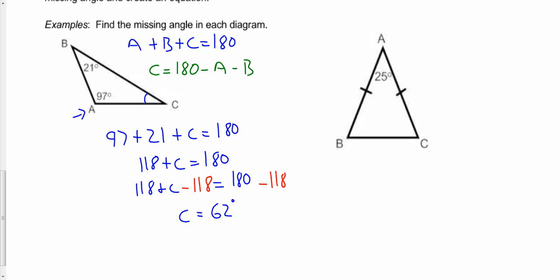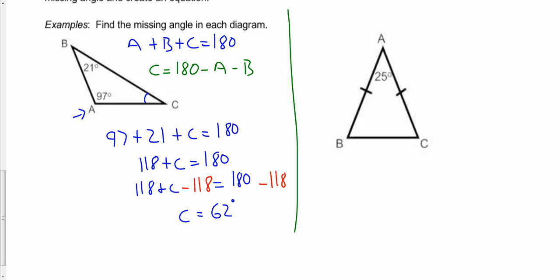And it honestly doesn't matter which of those two approaches you use, just so long as you understand that when you add those three angles inside together, it should equal 180. So if I want to double check, I take 62 plus 97 plus 21, and it does in fact add up to 180. So if we look here on the right-hand side, we've got another triangle.